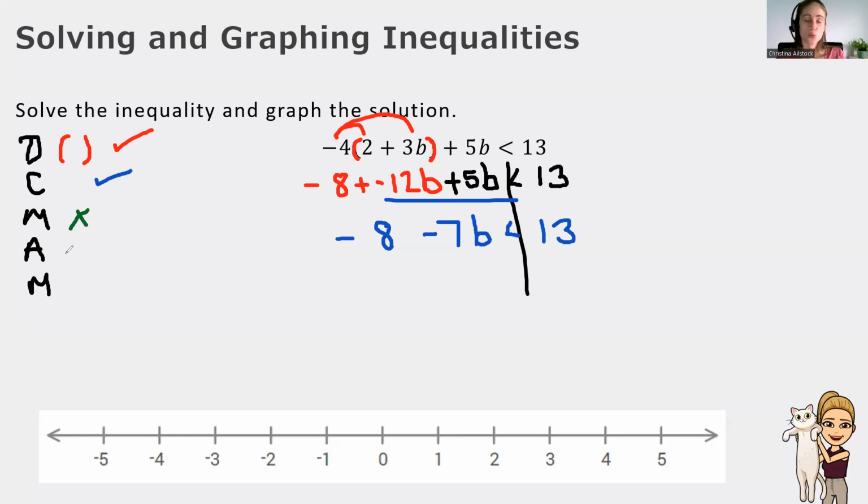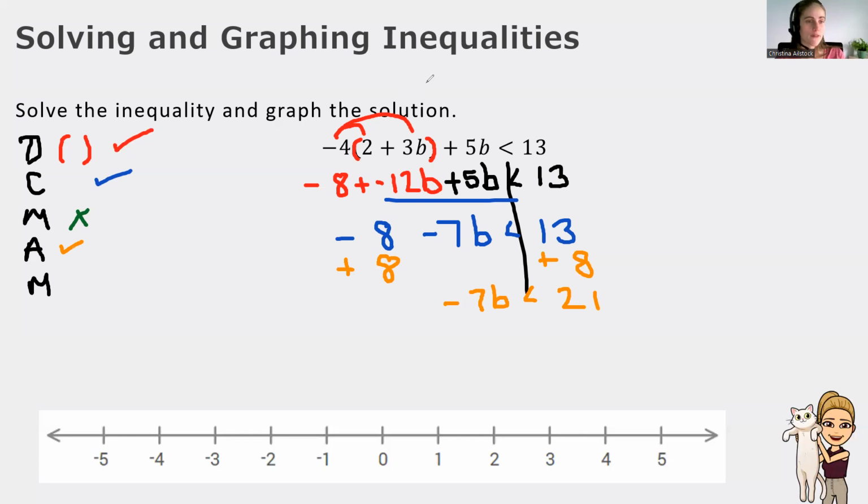So in this case, do we need to subtract or add? We need to add because we have a -8. So the opposite of a negative would be a positive, which means we're going to add 8 to both sides. So -8 plus 8 is 0. That zeroes out. And we're left with -7b is less than 13 plus 8, which is 21.